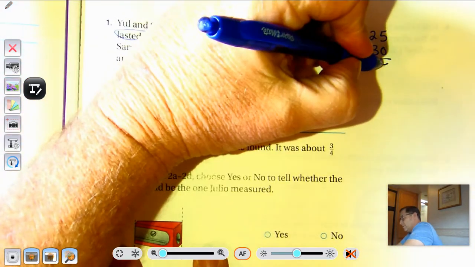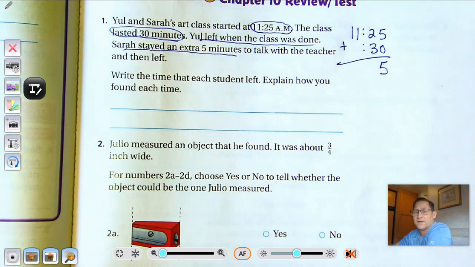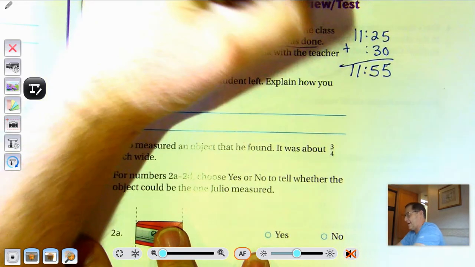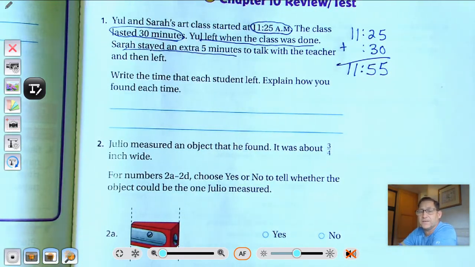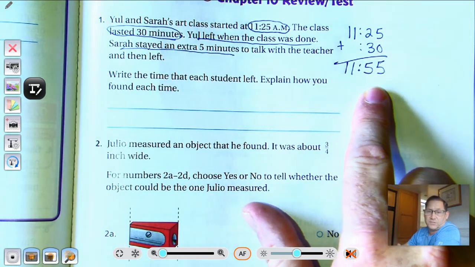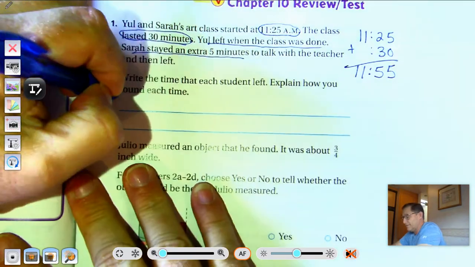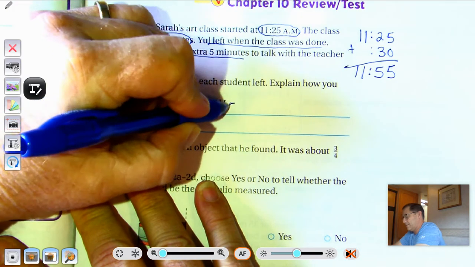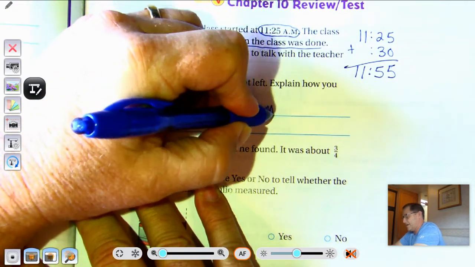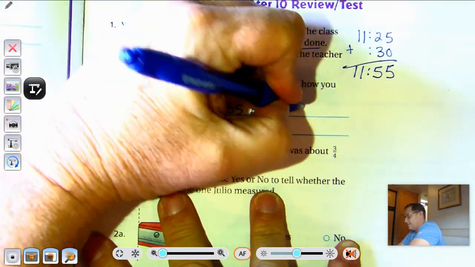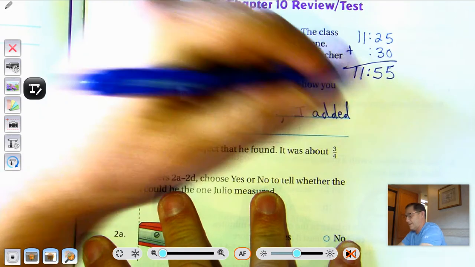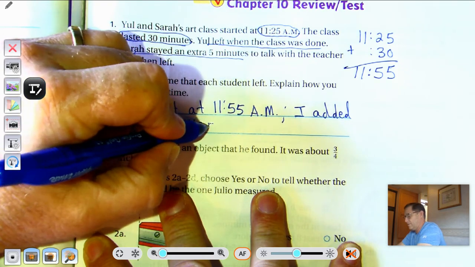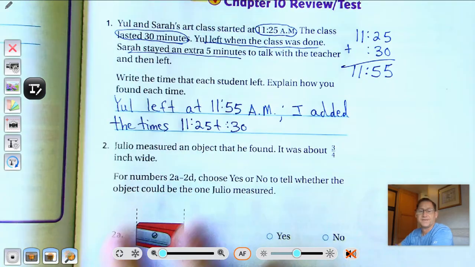Okay, so 5 plus 0 is 5 minutes. 30 minutes plus 20 minutes is 50 minutes. And 11 o'clock plus no hours is 11:55. So we didn't go past the next hour, so it's just 11:55 a.m. So Yul left at 11:55 a.m. How did I get that? I added the times. 11:25 plus 30.